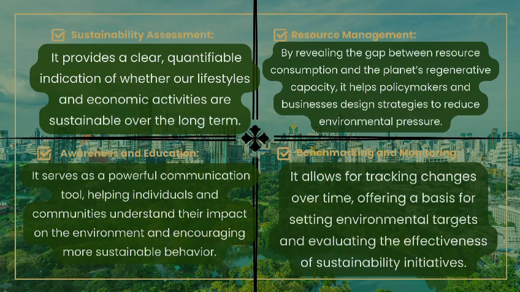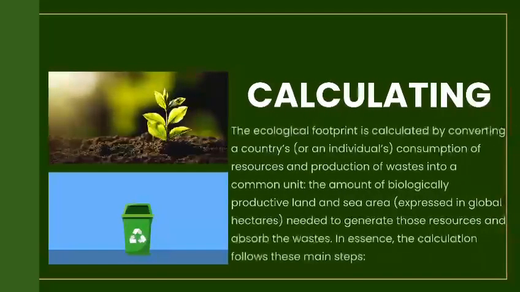Calculating the ecological footprint. The calculation converts a country's or individual's resource consumption and waste into the area of productive land and sea. Key steps include conversion into land area using yield and equivalence factors, categorizing consumption and emissions by sectors: food, housing, transport, goods, services, and incorporating the carbon footprint by estimating the land required to absorb CO2.